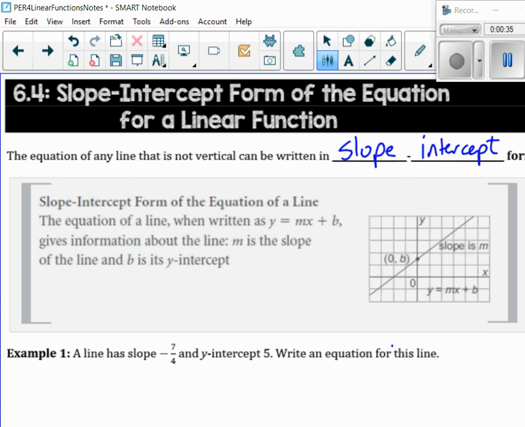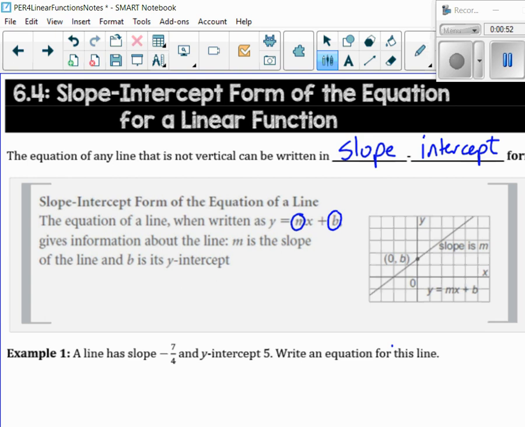Okay, so this is slope-intercept form. An equation is in the form y equals mx plus b. What does m stand for again? Slope. What does b stand for again? The y-intercept. So do you see why slope-intercept? You can just read it off there.